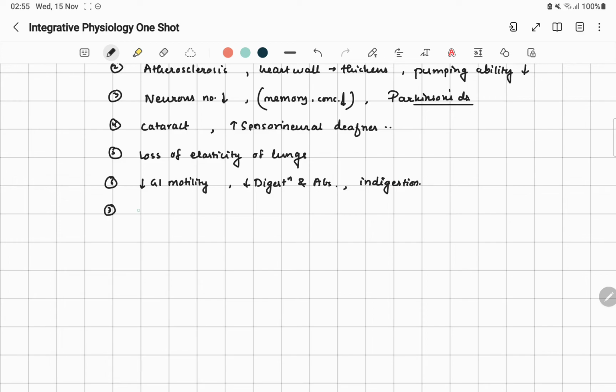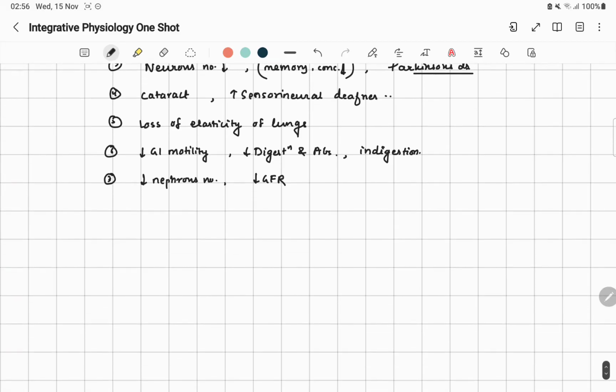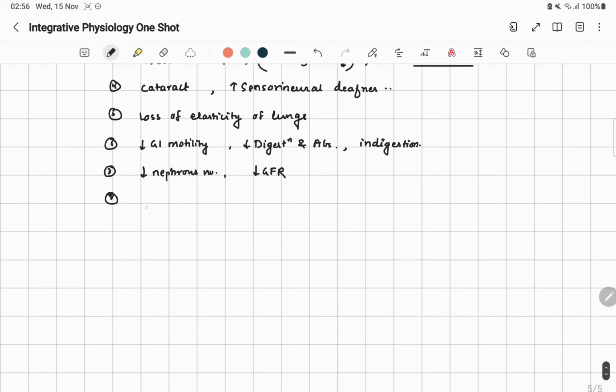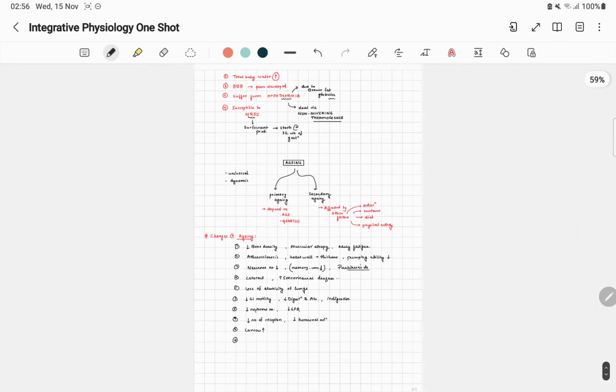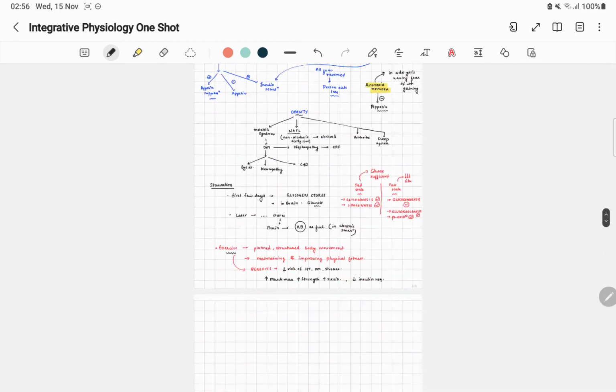And in the kidney there will be decreased number of nephrons, decreased GFR. Then in the endocrine system, there will be a decreased number of receptors and decreased hormonal actions. In immunity, cancers are common. Then there will be changes in the reproductive system.